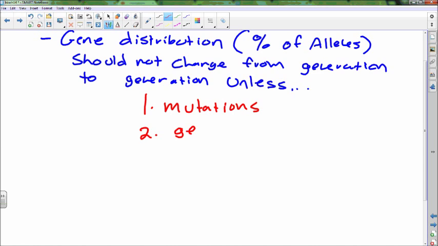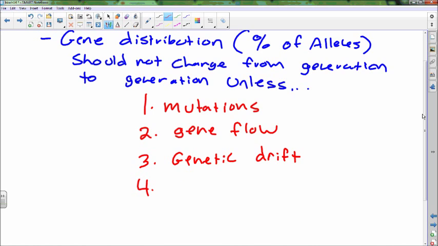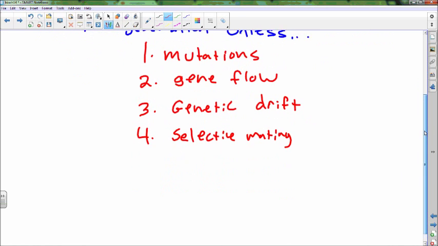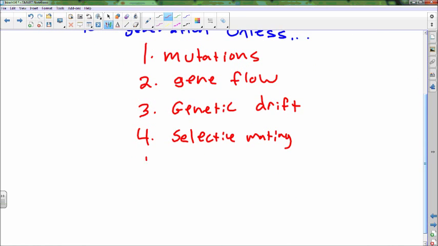Number 2 is gene flow. Number 3 is genetic drift. Number 4 is selective mating. And then number 5 is natural selection.